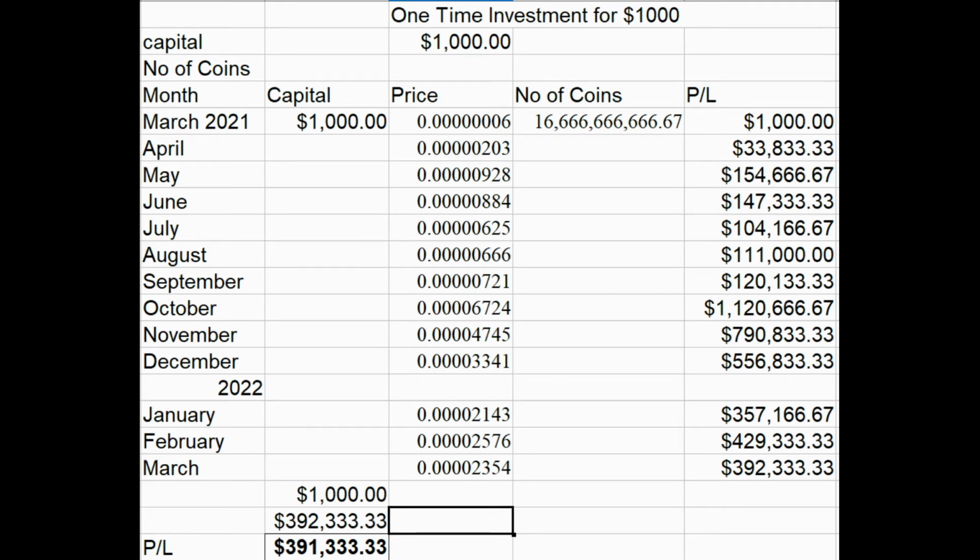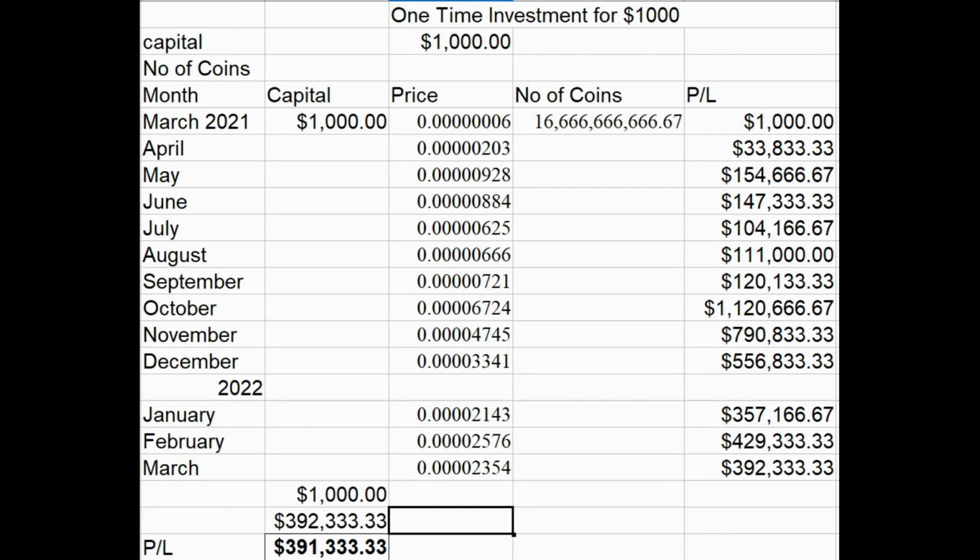We still use March of 2021, with the price of $0.00000006 and $1,000 as a one-time investment, and you got 16 billion coins. As you notice, the price increased in a matter of months only, and focusing on October 2021, the price is $0.00006724 and profit loss $1,120,666.67. You got so much return on your investment at that time.